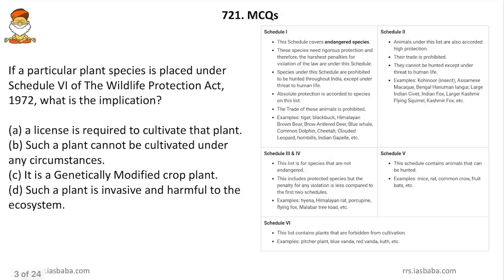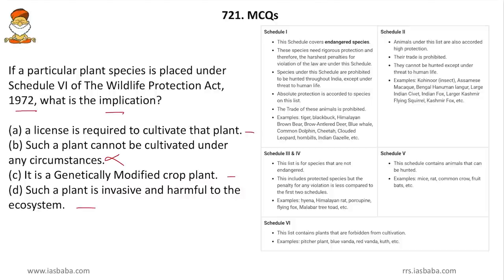If a particular plant species is placed under Schedule 6 of the Wildlife Protection Act 1972, then what is the implication? Friends, first one, a license is required to cultivate that plant. So this is moderate, we will keep it under consideration. Then, such a plant cannot be cultivated under any circumstances. So it is too extreme, we will strike it down. Then, it is a genetically modified crop plant. So once again, a moderate statement. Then, such a plant is invasive and harmful to the ecosystem.